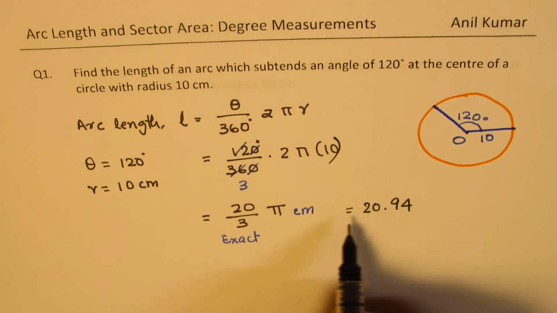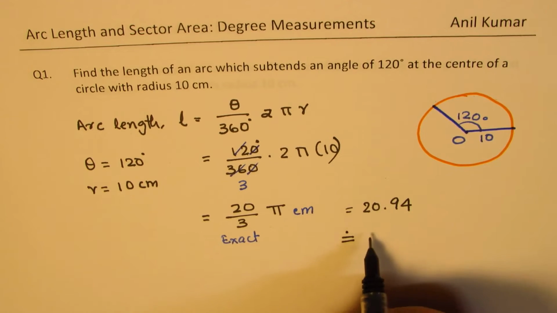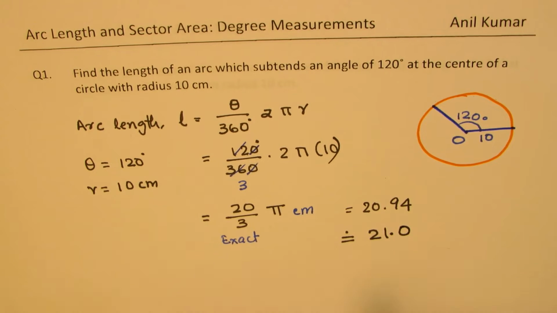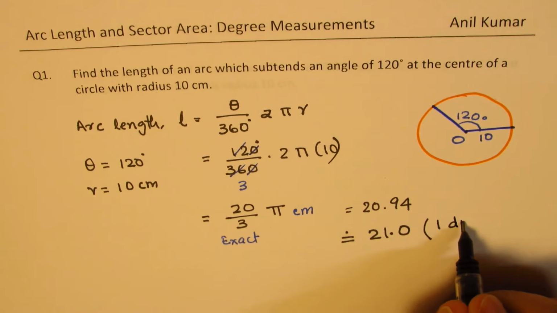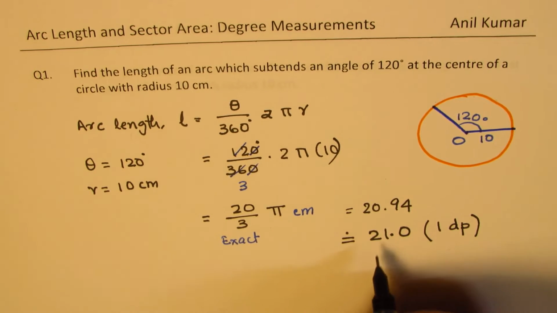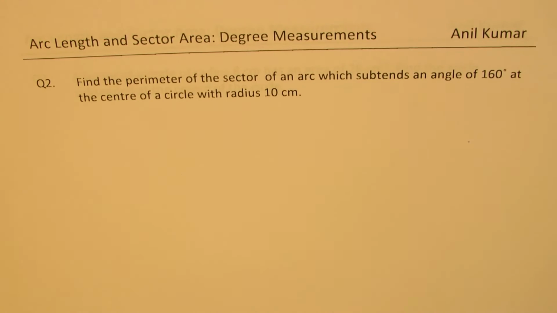Correct? So we could write this in many different ways. Let's look into this. So one, we could approximate this and we can write this as 21.0, right? Now that answer which we have mentioned here is to 1 decimal place. Is it clear? And the units are centimeters, right? So that is how you're going to answer this question. So I hope the concept, the formula, and how to approach is absolutely clear. Now you should be in a position to answer the rest of the questions.